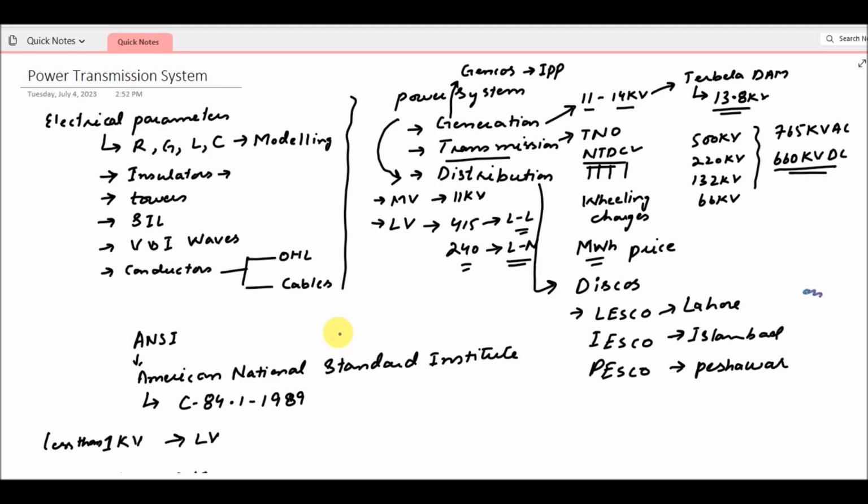Both the medium voltage and low voltage networks are under these DISCOs. They provide the voltage at medium voltage level, that is 11 kilovolts, and for low voltage it is 415 and 240 volts. So this is a brief introduction of the different voltage levels of the transmission line and a brief summary of the power system as a whole.